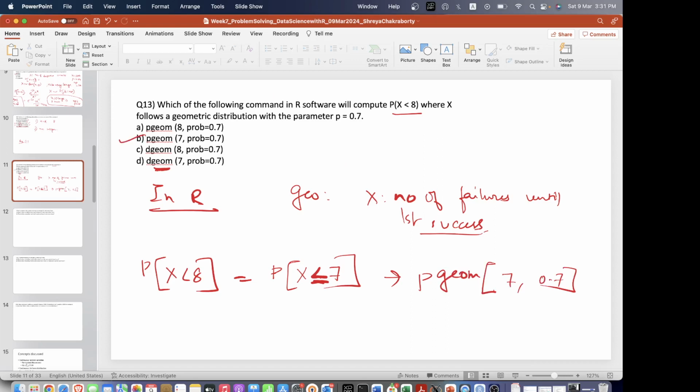Okay, what will dgeom give you? If I give dgeom 7, probability equal to 0.7, then it is going to give me probability X equal to 7. It is not going to give me less than or greater than. It will give me the mass at X equal to 7.